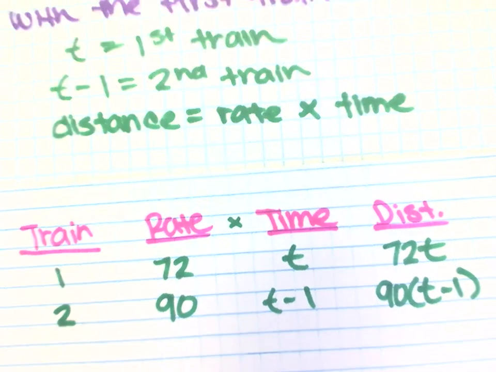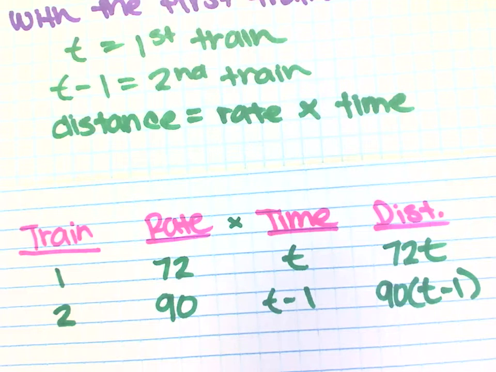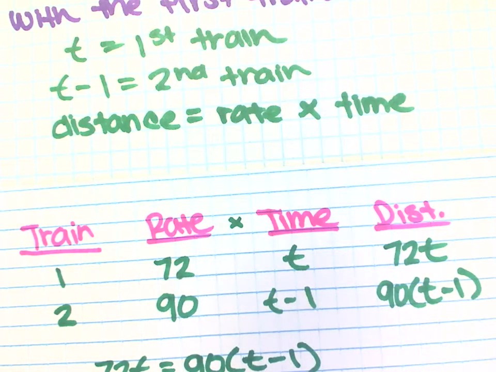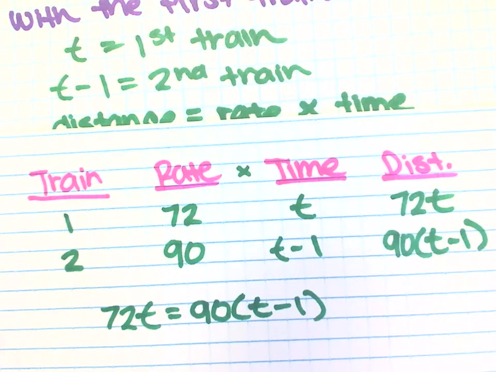So now I have to think of an equation to set up. Now, I know that we want to find out if the distances are going to match up. So, let's take the distance of the first train, 72T, and see if that is going to be equal to the distance of the second train. See if they're going to catch up to each other. 90 times the quantity of T minus 1. So I just put them on each side of the equal sign together.